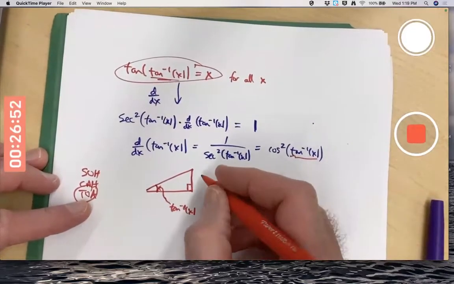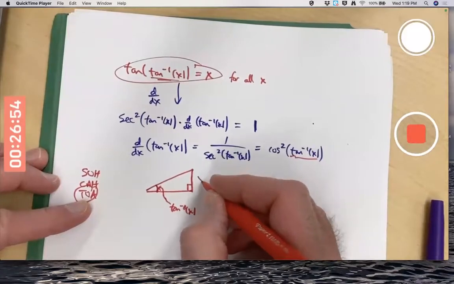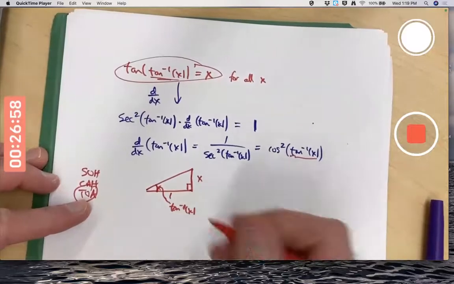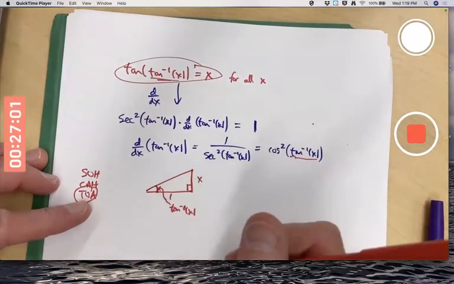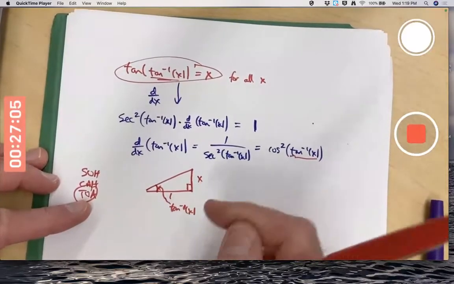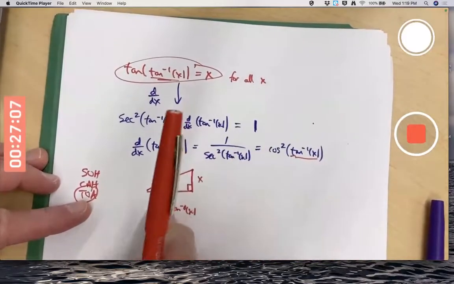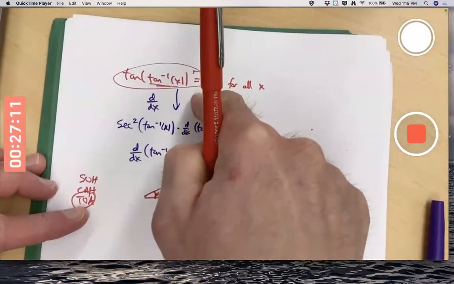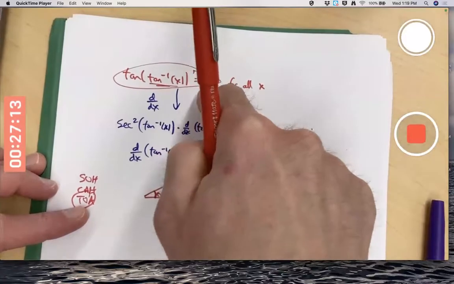So what does that mean these sides are? Well, how about x and 1? That works. Or 2x and 2, or 3x and 3, or 4x and 4. I might as well pick this side to be 1 and that side to be x. The tangent of this angle is opposite over adjacent, x over 1, which is x, which we're assuming is true here. We know this is true.